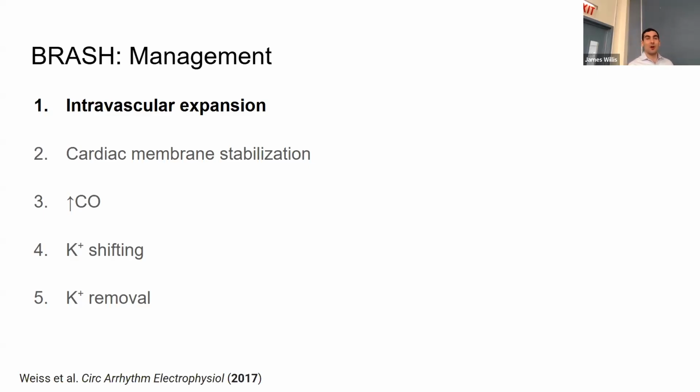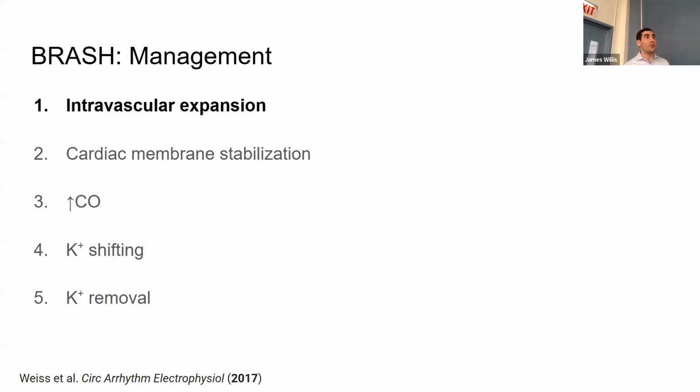BRASH is often exacerbated by hypovolemia, and so careful and targeted fluid resuscitation needs to be used to increase preload and maintain cardiac output. You can use your ultrasound to guide fluid resuscitation. You want to avoid aggressive use of isotonic NaCl due to a theoretical, albeit not well substantiated, risk of precipitating hyperchloremic metabolic acidosis.